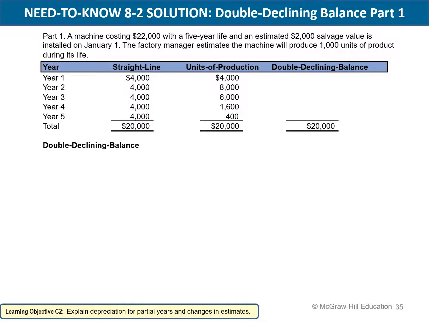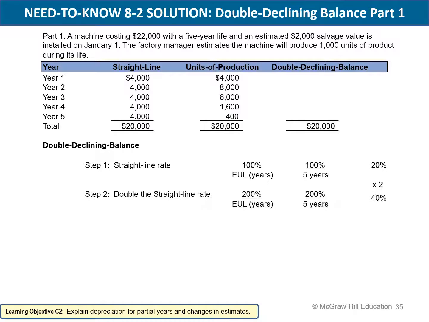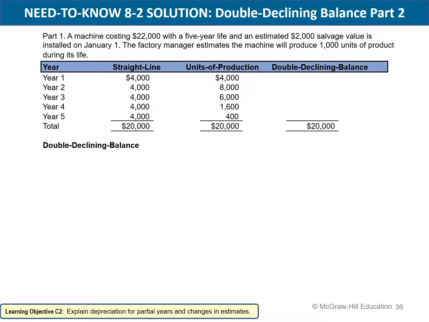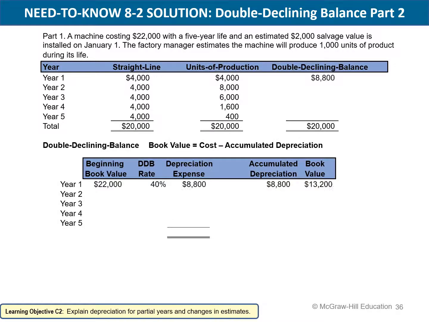Then under the double declining balance method, our rate is 20% under straight line, so it's 100% divided by 5 years. If we double it, it's 40%. And then we take our double declining rate times our beginning period book value. So under double declining balance, our beginning period book value to start is $22,000 times 40%. That gives us a net book value of $13,200, times 40% gives us a depreciation expense of $5,280.